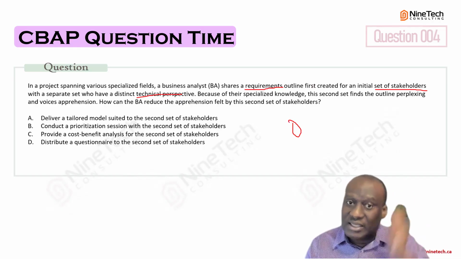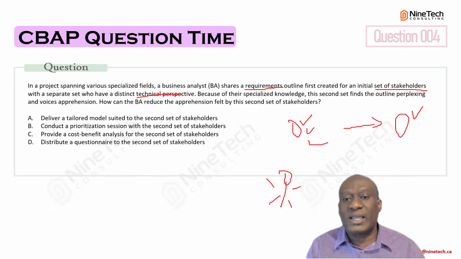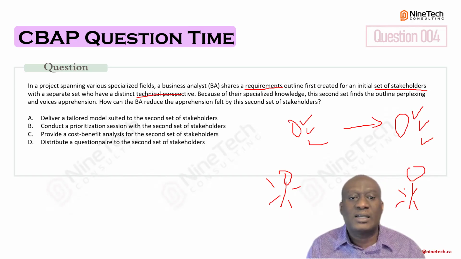So we have requirements that were drafted for one stakeholder group, and now we want to apply those same requirements to another group that is technical. So our question is asking, and the second group is not happy with the requirements, how can the BA reduce the apprehension felt by this second set of stakeholders? Let's look at our options. Deliver a tailored model suited to the second stakeholders. I perfectly agree with this.